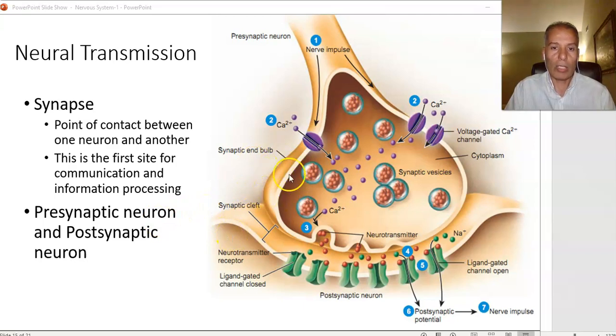So this is how the synapse works. You need to know the parts of it, the anatomic structure of it, and you need to know the functions: how the signal goes, how the neurotransmitters work, and how they bind.